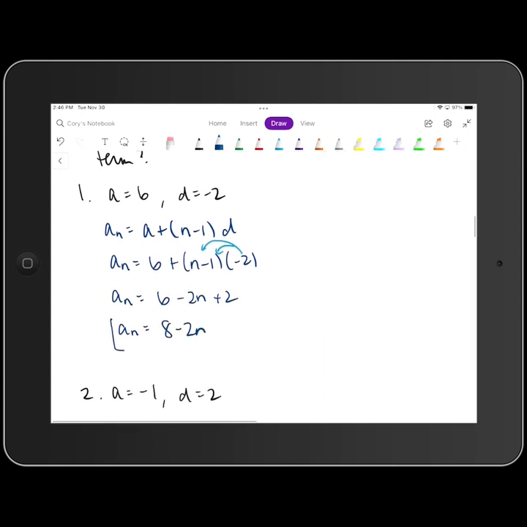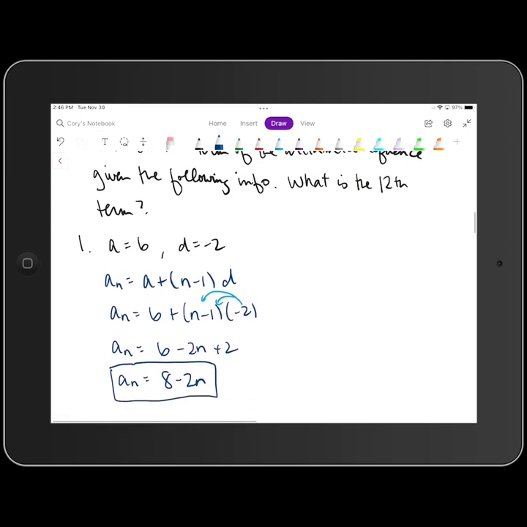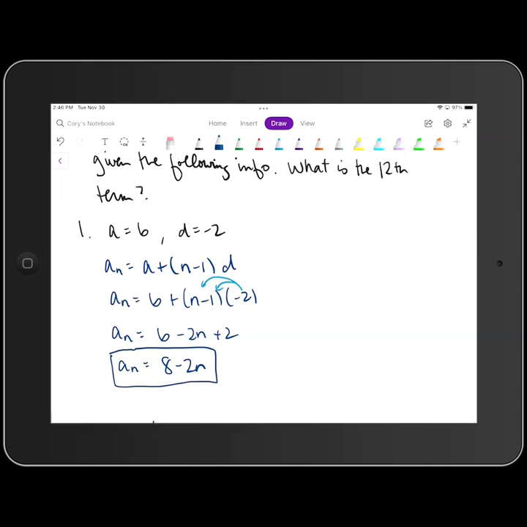So that formula there is going to calculate the nth term for any number n. Now, the second part of this question asks us to find the 12th term. So really, that's asking us to find a sub n when n is equal to 12. So a sub 12, when I plug 12 into that formula, we get 8 minus 2 times 12, which is 8 minus 24. So that 12th term is negative 16 in this particular case.